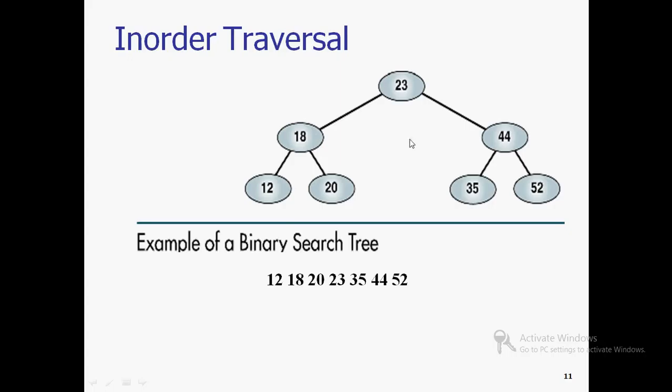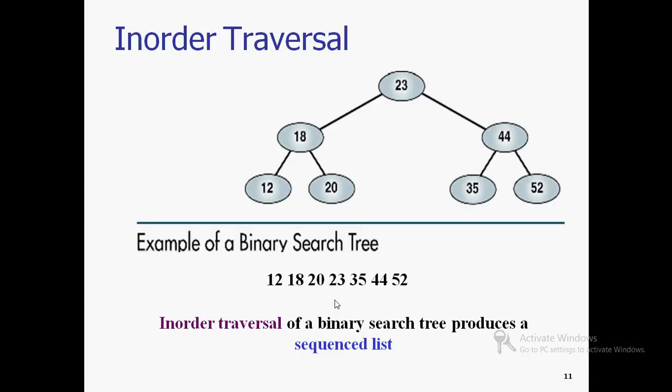Coming to in-order traversal: left subtree followed by root node followed by the right subtree, we get the answer as 12, 18, 20, 23, 35, 44 and 52. And this in-order traversal technique gives us the elements all in ascending order.